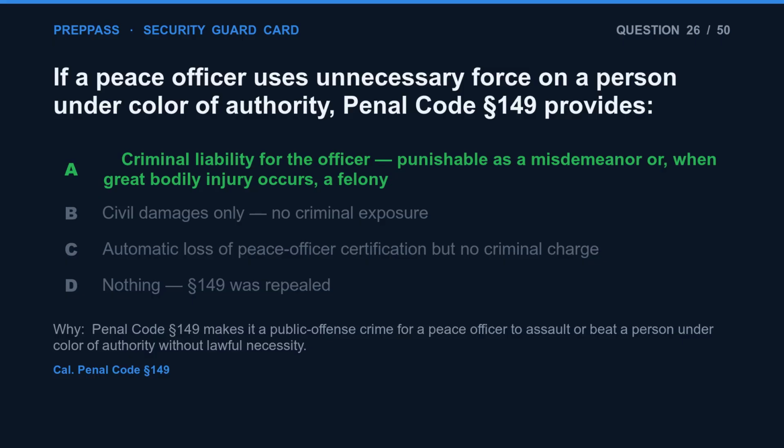The correct answer is A. Penal Code Section 149 makes it a public offense crime for a peace officer to assault or beat a person under color of authority without lawful necessity.